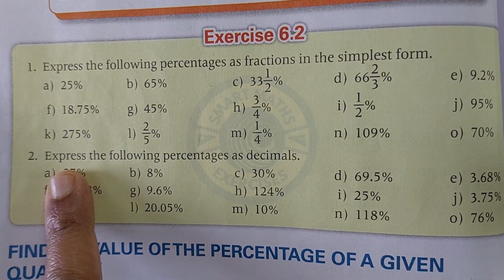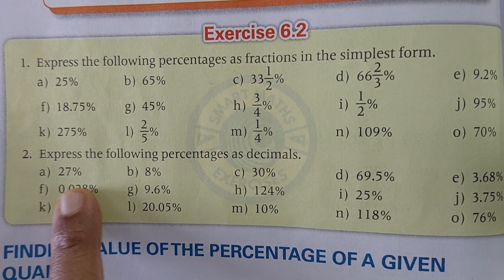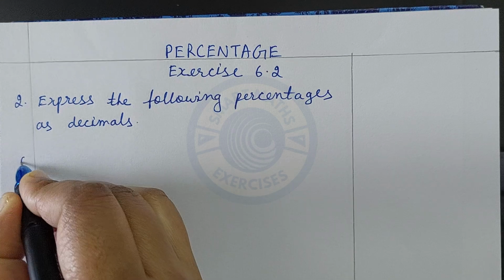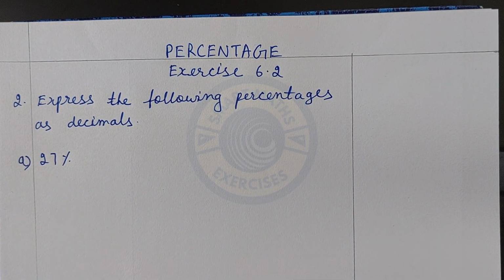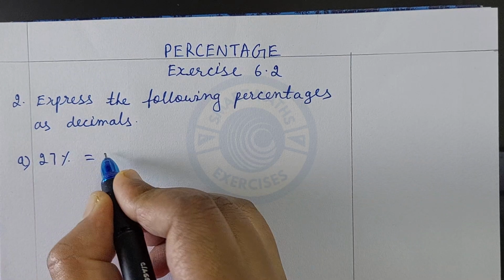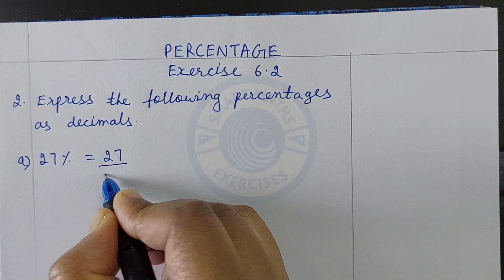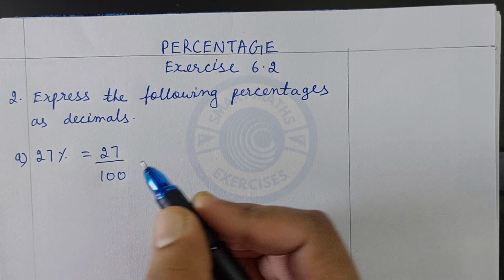Second main, express the following percentages as decimals. First question, 27%. Now we can express the percentage as decimal by dividing the percentage with 100. That is 27 divided by 100. You can solve this by short division method.